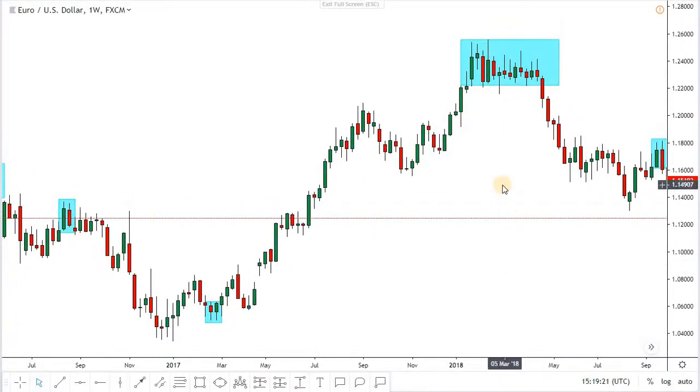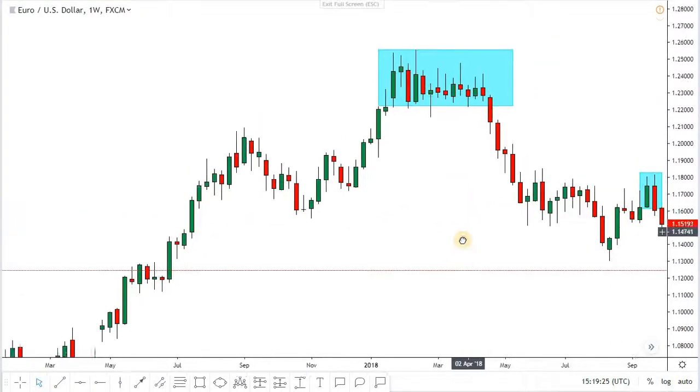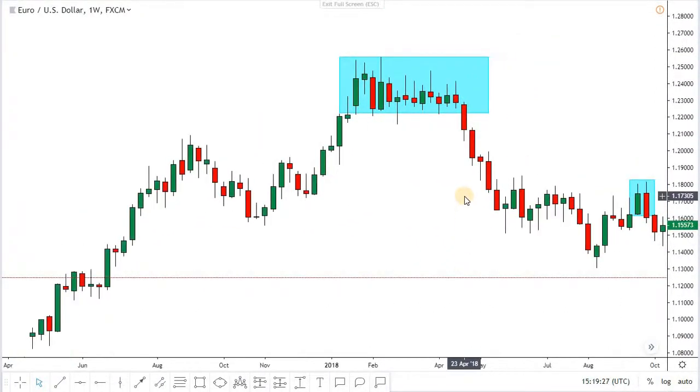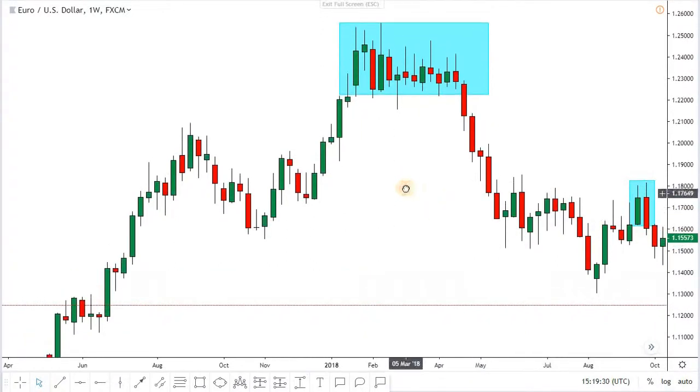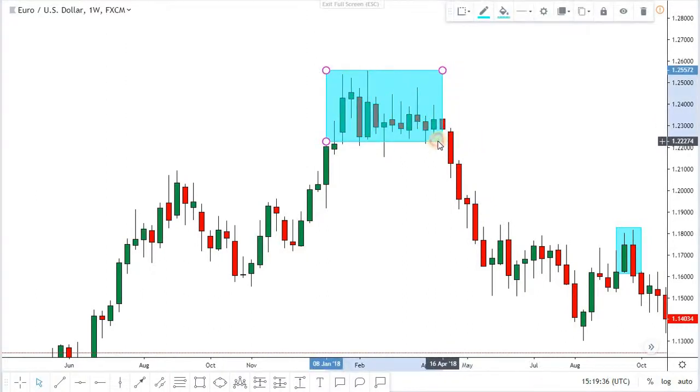Well, the third candlestick formation that we are going to talk about is the hanging man. Well, in this highlighted area, we have a hanging man, which is this little one. Let me highlight it for you.